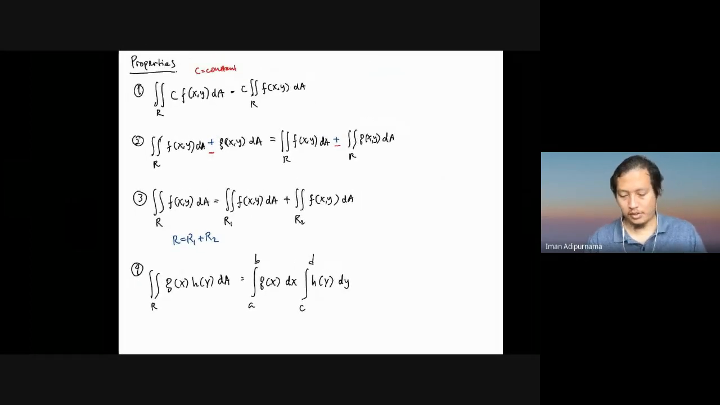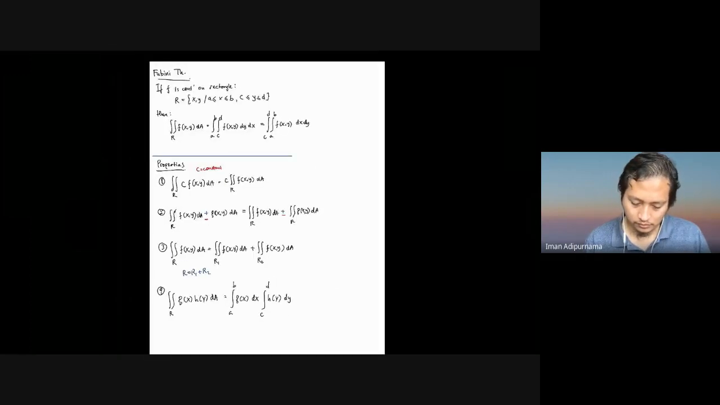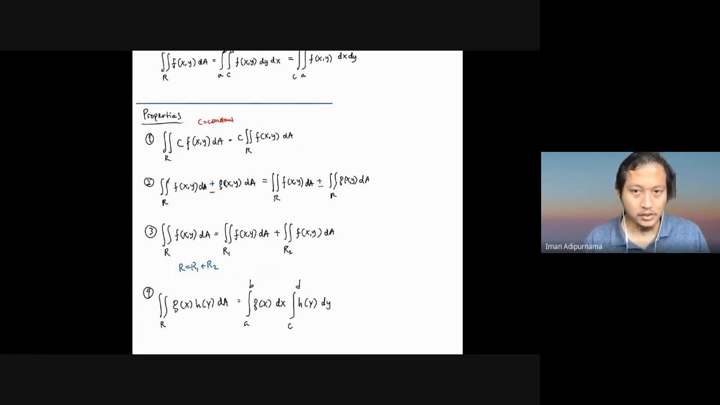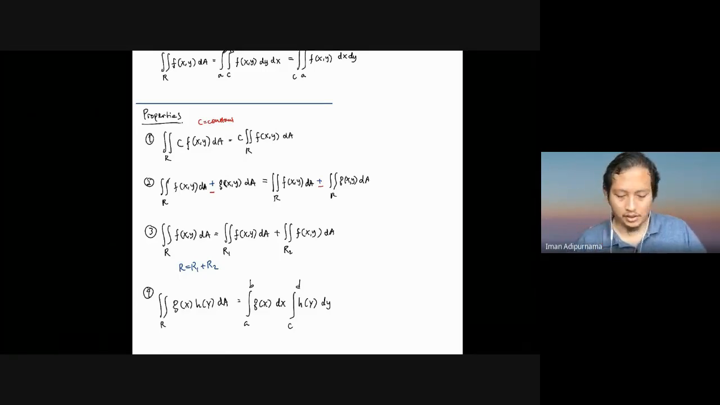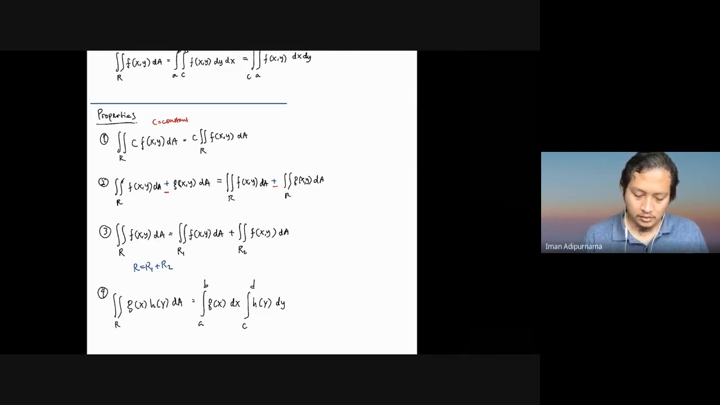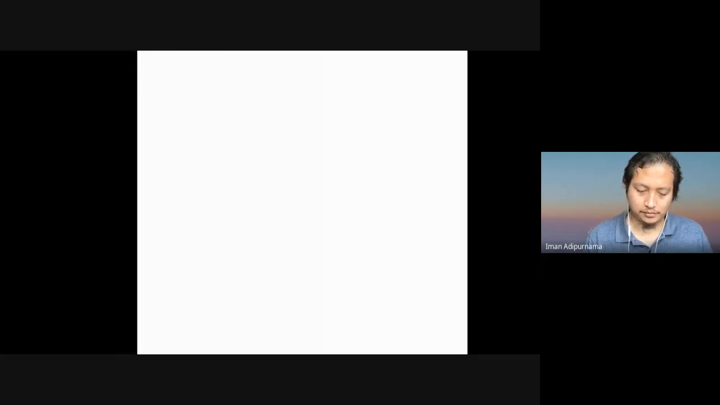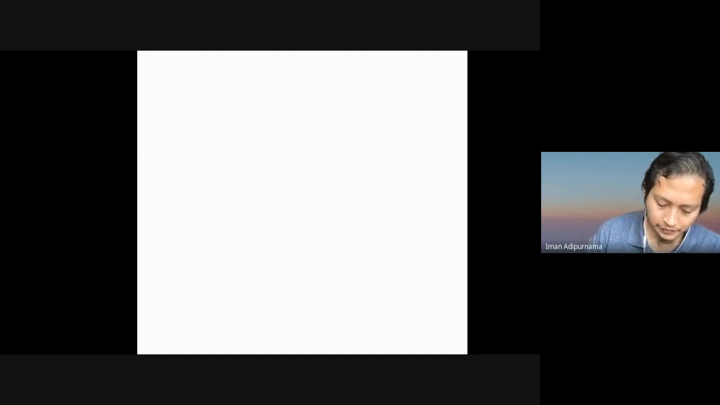So I think this property is quite important, especially number 3 and number 4. Okay, the last part of 15.1 is about the average value. If you have any questions, you can just type in the chat box if you need to ask. Okay, the average value.